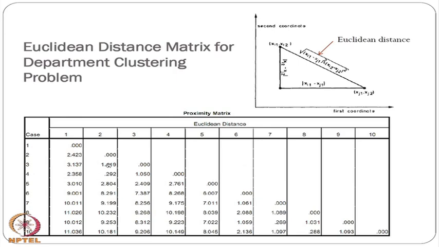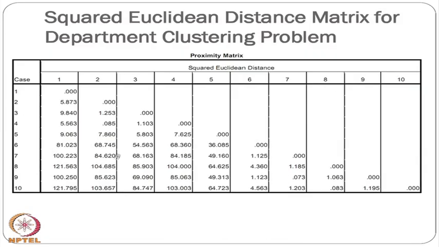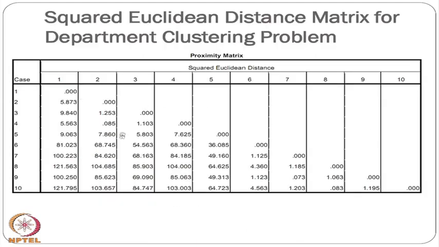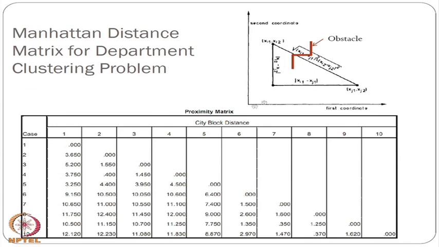If you go for squared Euclidean distance, then every item here is squared and you get these values. If you go for Manhattan distance, as I told you, the obstacle is there, you have to come here and then go there. So ultimately you get these distance values, every object to object distance.